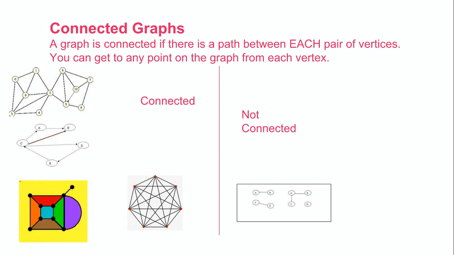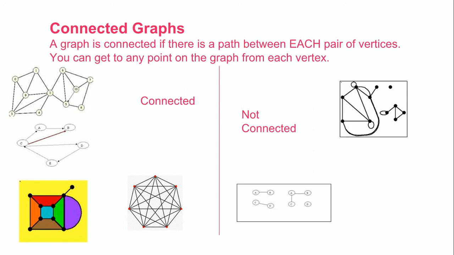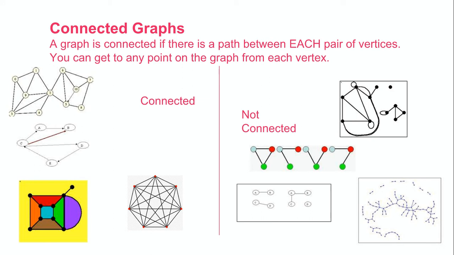Some examples of not connected graphs are whenever there is not an edge between vertices and that leaves them isolated or disconnected. So these are examples of not connected graphs.